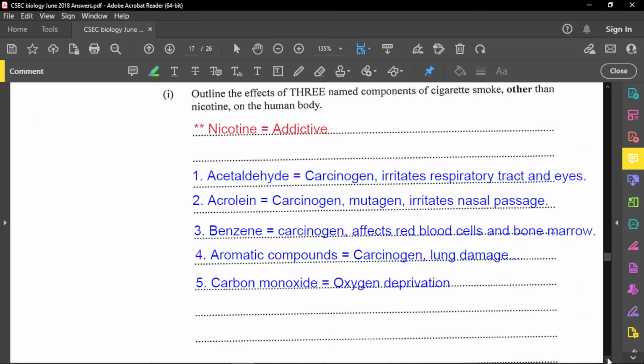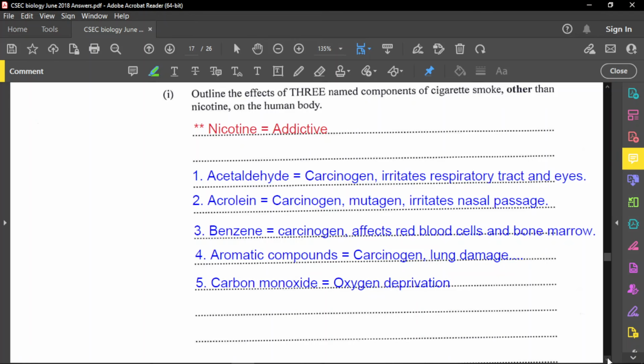We also have benzene, and benzene is a ring organic structure. It is also carcinogenic and also affects the red blood cells and bone marrow as well. And we have aromatic compounds, and there are different types of aromatic compounds found in cigarette smoke, and generally they are carcinogenic, and they may also lead to lung damage.